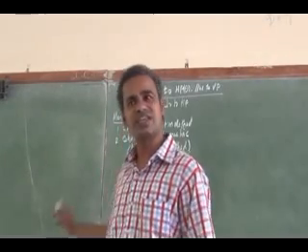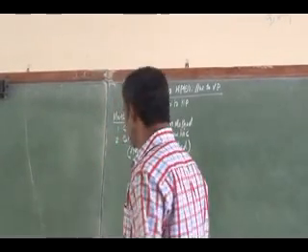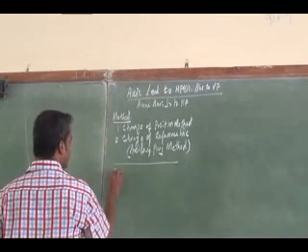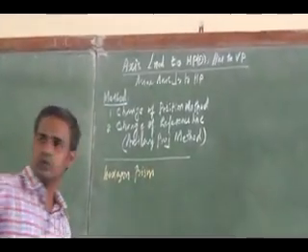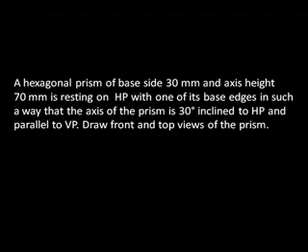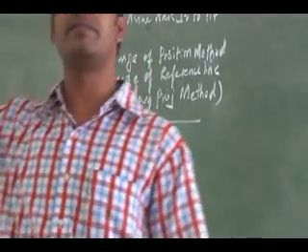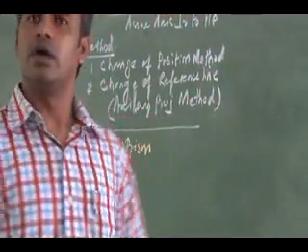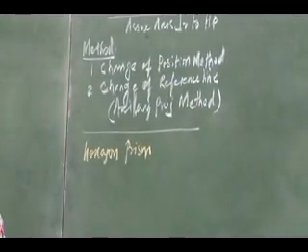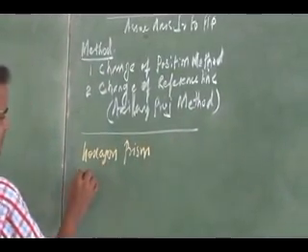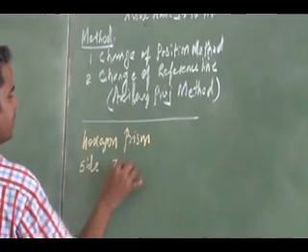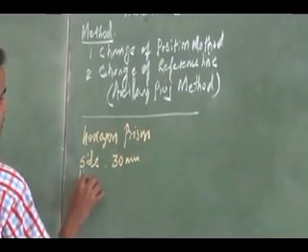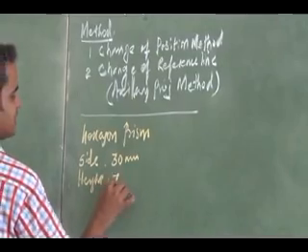Then we will be extensively using it in sections of solids, right? So here we will use a hexagonal prism. Given solid, write it neatly, otherwise you will be making a mistake in the solid itself. As I told earlier, write it: it is a hexagonal prism, not a pyramid, and it is a hexagon of base side 30 mm and height 70 mm.